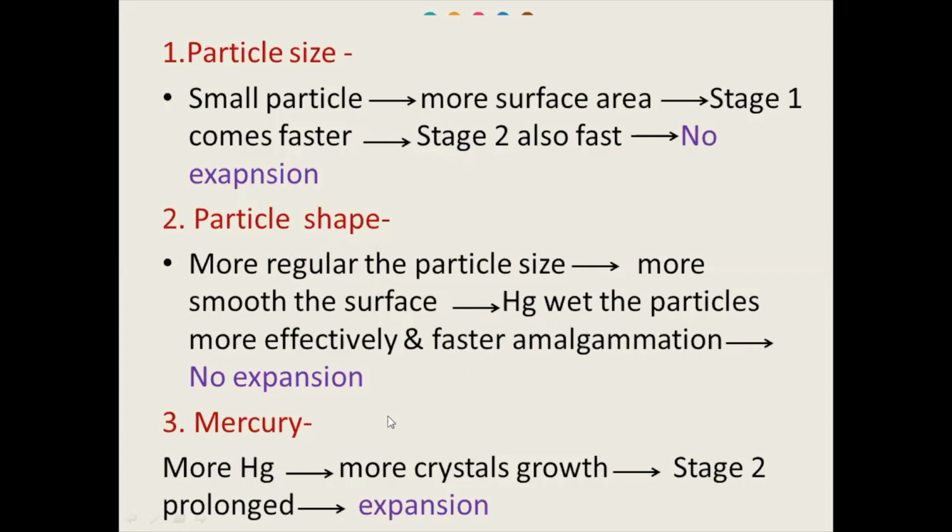Now the next factor is the mercury. Now I think you must have understood. More mercury, continuously more crystal growth, more gamma 1, gamma 2 continuously forming. Stage 2 will be prolonged because there is more mercury, so the particles are growing very nicely. So stage 2 will be very prolonged, and there will be expansion. Ultimately the expansion will occur.